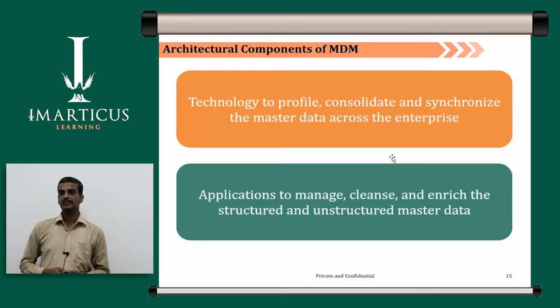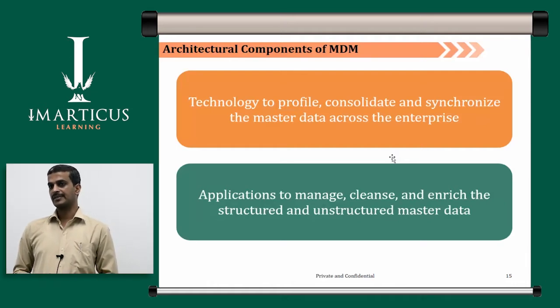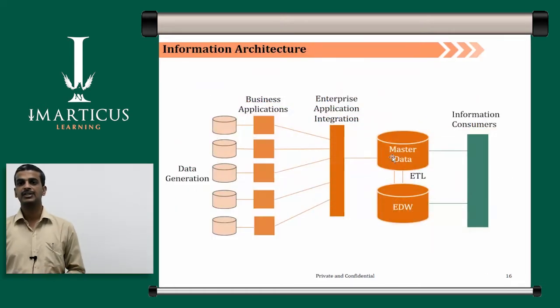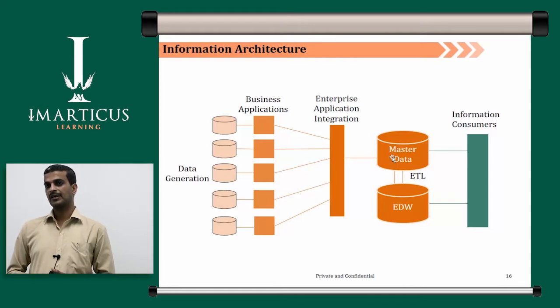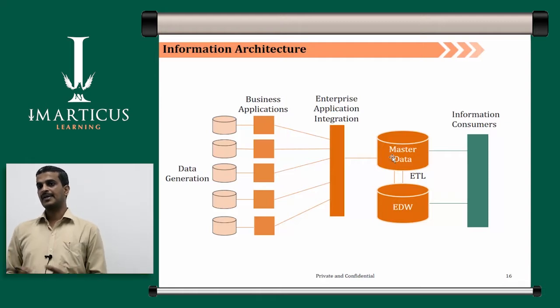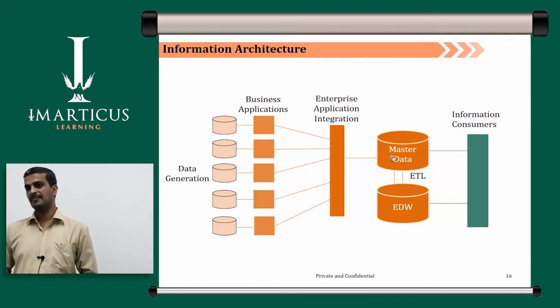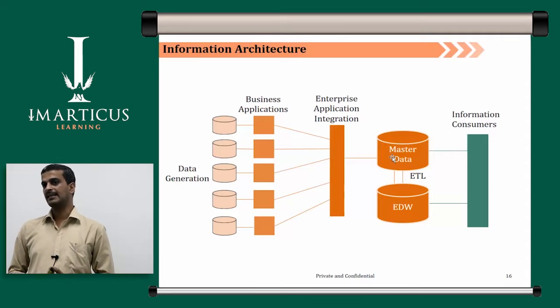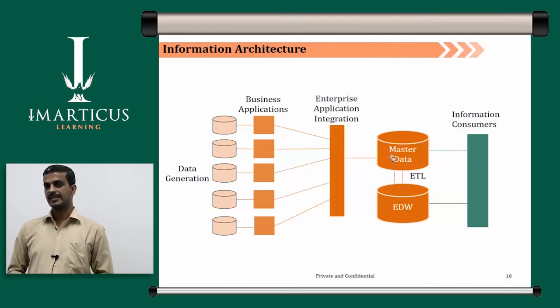So these are the architectural components of MDM. You have this technology to profile, consolidate and synchronize the master data across the enterprise. And you have applications to manage, cleanse and enrich the structured and unstructured master data that you get in your environment. So this is the information architecture in the form of data gathering, that is data generation, and how this data is recorded in business applications, and then how enterprise application integration is done on these individual data sources, and then how it is transferred to the master data management, and how these enterprise data warehouses are formed by applying ETL, and then this data is given to the information consumers for further analysis or to make some strategic decision.